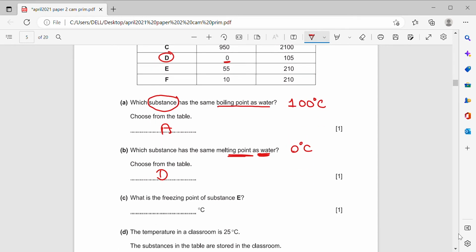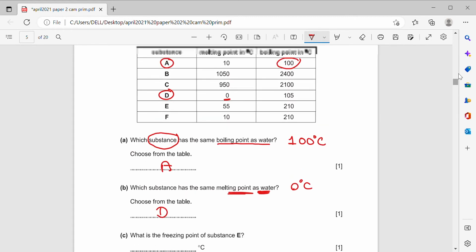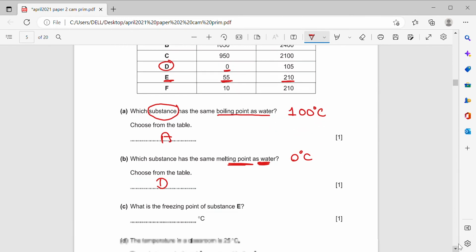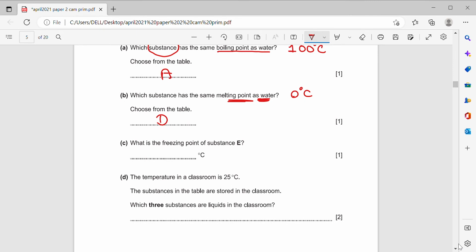What's the freezing point of substance E? Where is substance E? I have substance E, melting point 55 degrees Celsius, boiling point 0 degrees Celsius. So what is the freezing point? It is the same as the melting point, so 55 degrees Celsius.